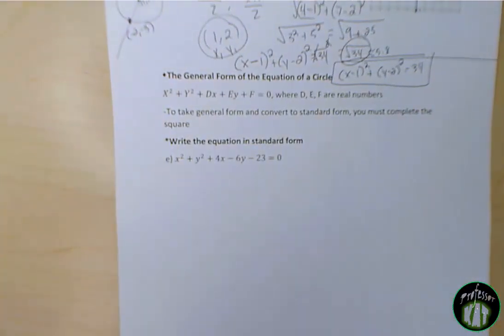Last thing we're going to do here is write the equation of this circle in standard form when we are given the general form of a circle. A lot of times when it comes to equations in math, we're given one form of an equation that doesn't give us a whole bunch of information. But if we switch it into a different form, then we know a lot more about it. And that's kind of what applies here.